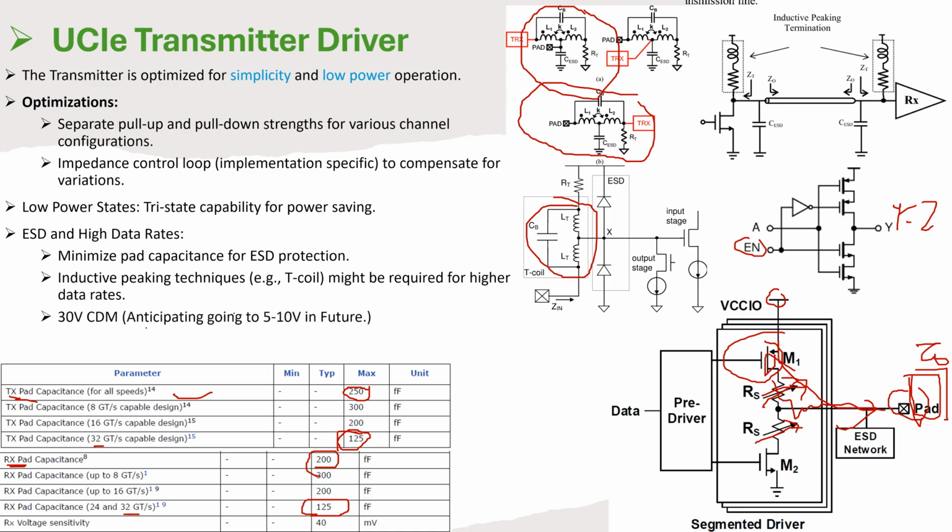CDM also, as I mentioned, is 30 volts, and we are anticipating the expected protection level going down to 5 or 10 volts, which will further help us to increase the speed of the data rate.